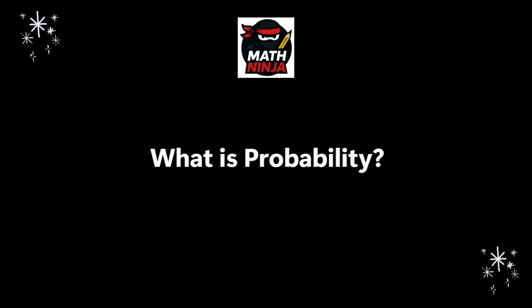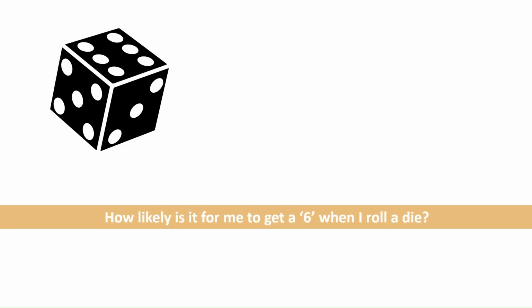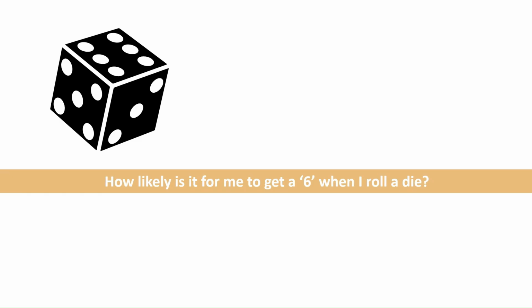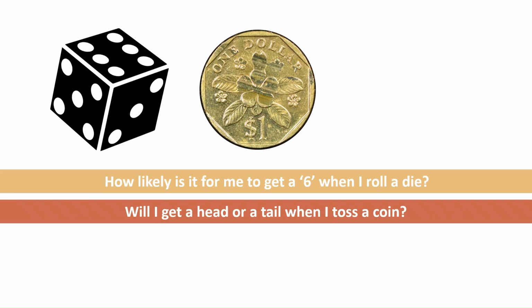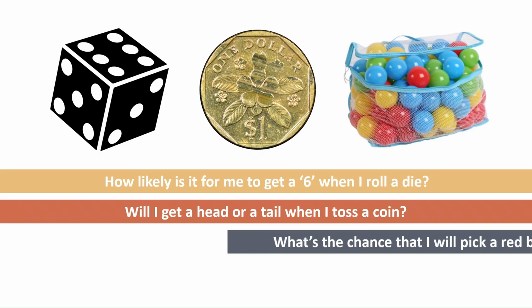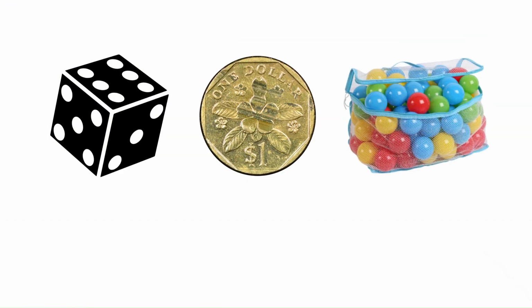In this video, we will learn what probability is. How likely is it for me to get a 6 when I roll a dice? And will I get a head or tail when I toss a coin? And what's the chance that I'll pick a red ball at random from this bag? How do we know if something is going to happen or not? How do we measure that likelihood?